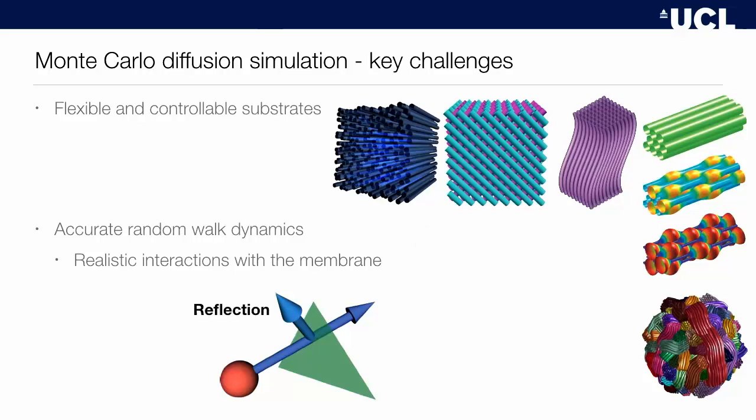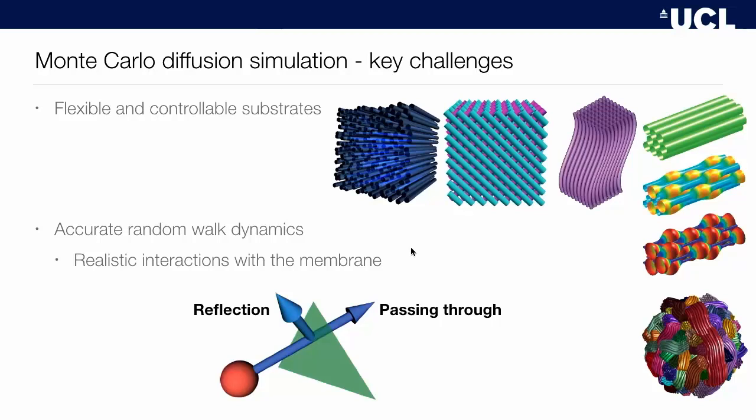So the standard decision is reflected, either elastically, inelastically, or with relaxation. So if you want to model permeability, you should allow occasionally to let it go through, and then you can prescribe the probability for it to do so. So these are the behaviors you want to be able to prescribe in your simulation, so to be having a very accurate random walk dynamics. So I think these are the two key challenges.